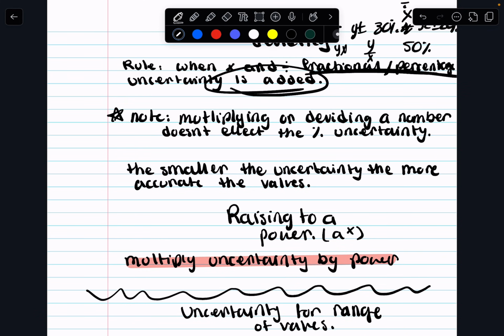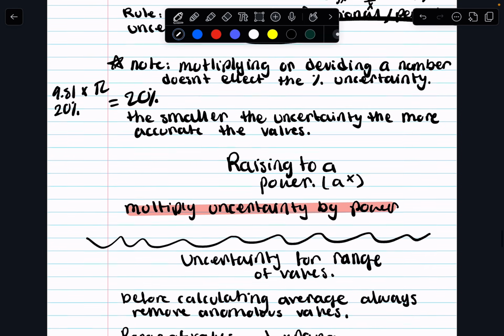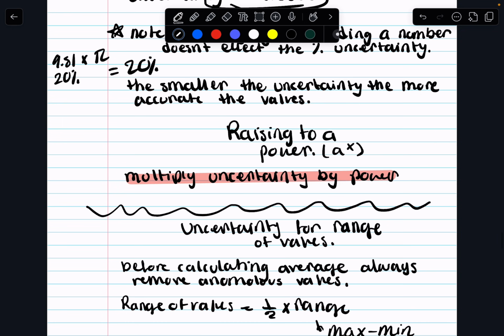Note, multiplying or dividing by a number does not affect the uncertainty. So if I have 9.81 times pi, with this uncertainty being 20%, my uncertainty would be 20% still. The smaller the uncertainty, the more accurate the values.